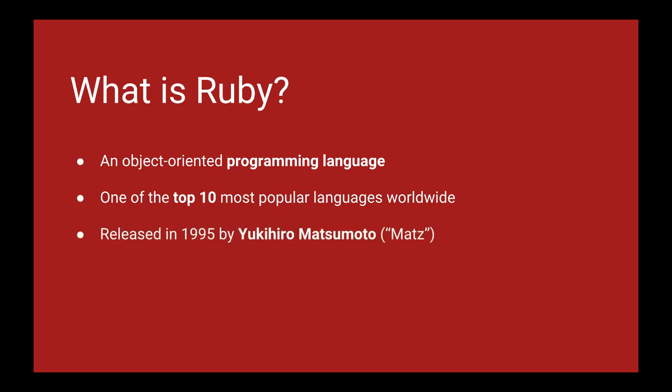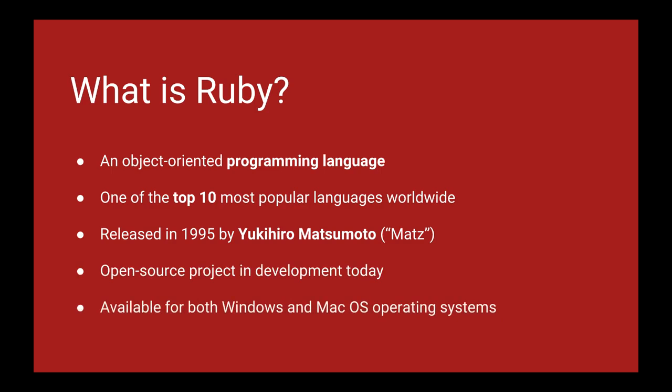Ruby was released in 1995 by a developer named Yukihiro Matsumoto, a Japanese developer who goes by the nickname Matz, and its development continues today, more than 2 decades later, by an open source development team worldwide. Ruby is available for both Windows and macOS operating systems, and in this course, I'll take you through the process of setting it up on either system. That process is a little bit different depending on what you're working with, but once we finish up with the installation, the language itself remains the same.